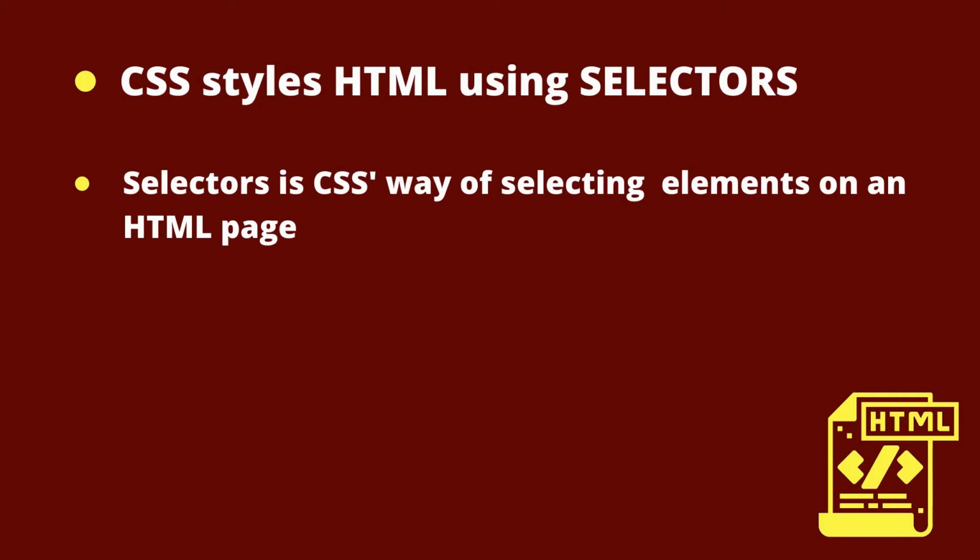CSS styles HTML elements using something called selectors. Selectors is CSS's way of selecting elements on an HTML page. There are two main types of selectors in CSS, which are classes and IDs. Tags are also a type of selector. CSS uses tags in a very simple way. I'll explain to you exactly how CSS uses classes and IDs.